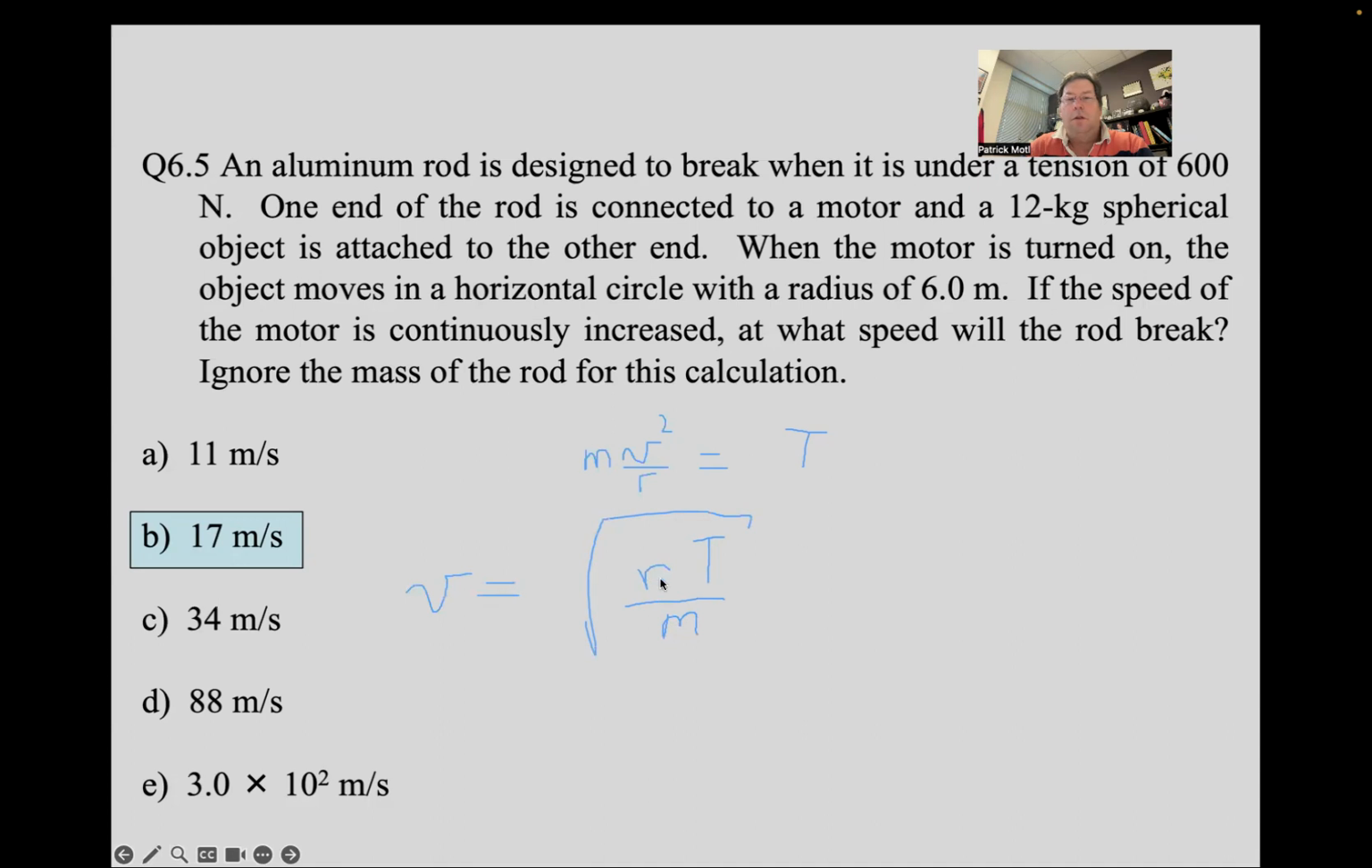All right, so it is a 6 meter radius for the circular path. This tension is 600 newtons. The mass, since we can ignore the mass of the rod, is 12 kilograms. Put all of those things in. That is like the square root of 300, right? Because 6 over 12 is a half, and a half of 600 is 300. And that works out to be 17 meters per second.